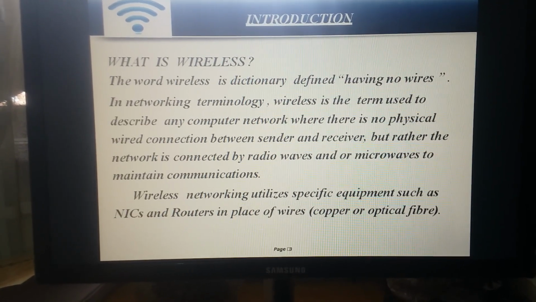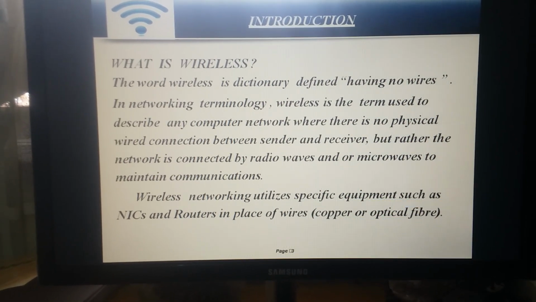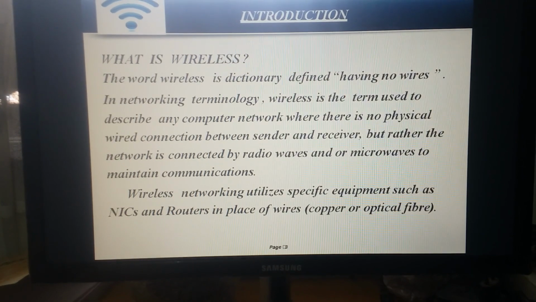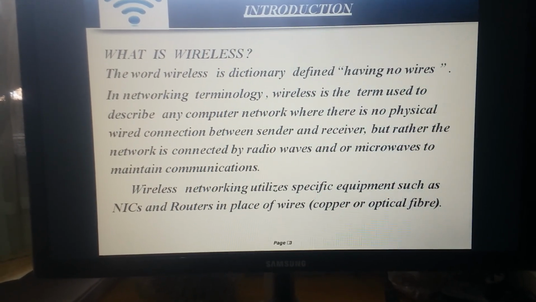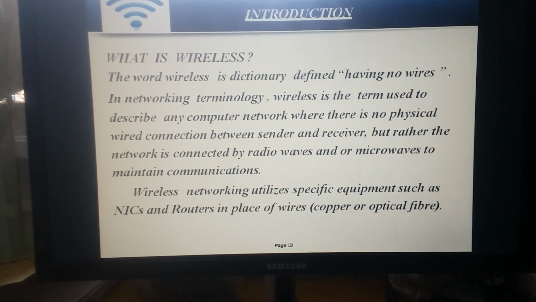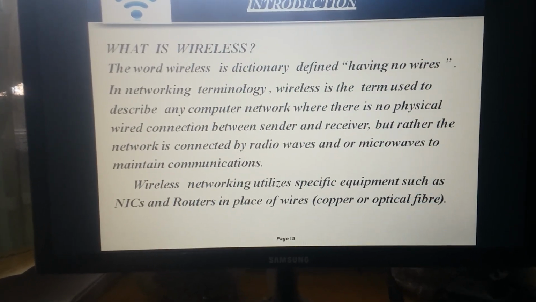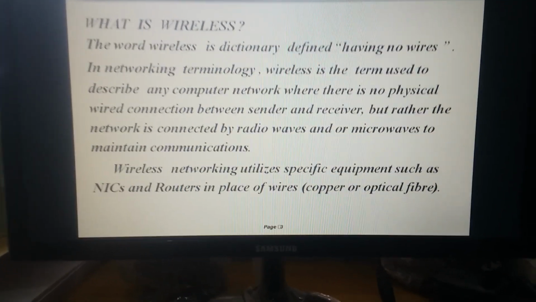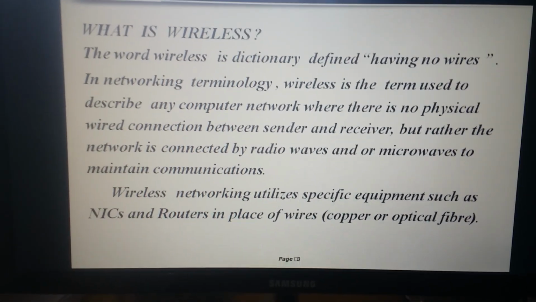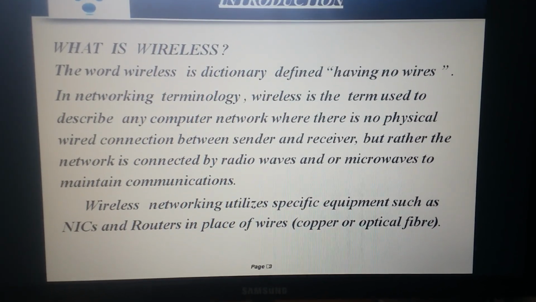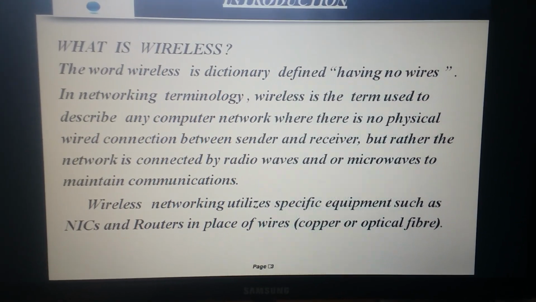So, first of all, we are going to define wireless. In the World Wireless Dictionary, it means having no wires. In internet networking terminology, wireless is a term used to describe any computer network where there is no physical wired connection between sender and receiver, but rather the network is connected by radio waves and microwaves to maintain communication. Wireless networking utilizes specific equipment such as NIC, network interface card, and routers in place of wires.